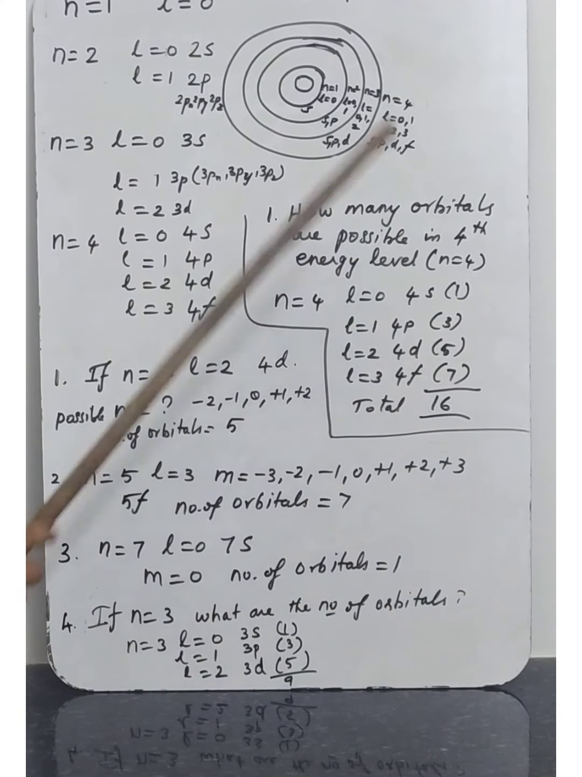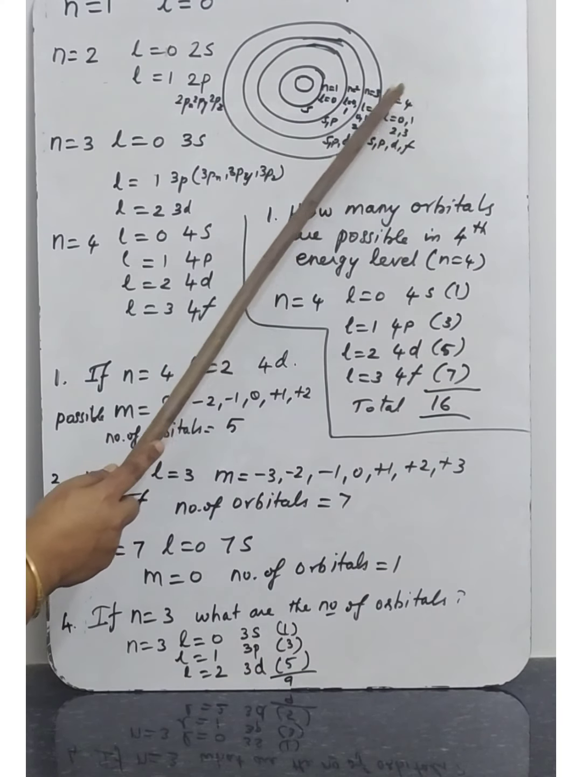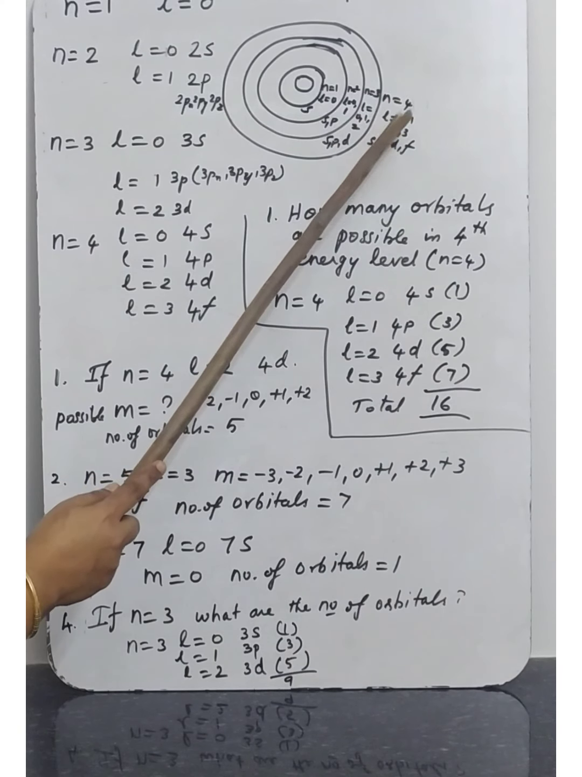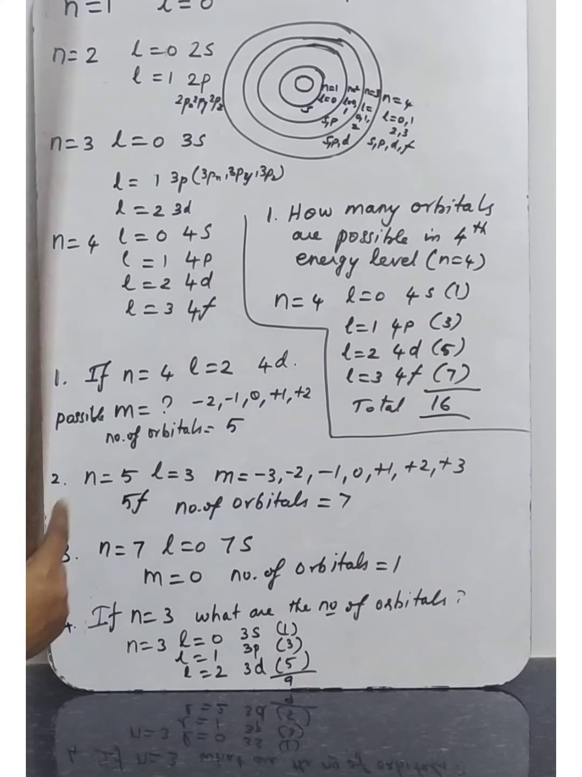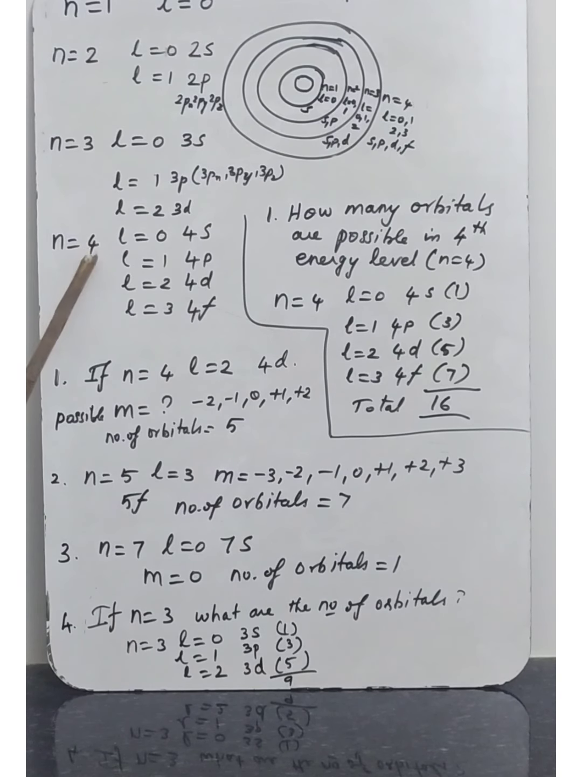Next, the fourth shell: if you take n equal to 4, L values are 0, 1, 2, 3. S orbital, P orbital, D orbital. These 3 orbitals are already there, and the F orbital will be introduced in the fourth shell. So if n is equal to 4, the possible L values are: L equal to 0, fourth shell, S orbital. L equal to 1, fourth shell, P orbital. L equal to 2, fourth shell, D orbital. L equal to 3, fourth shell, F orbitals.